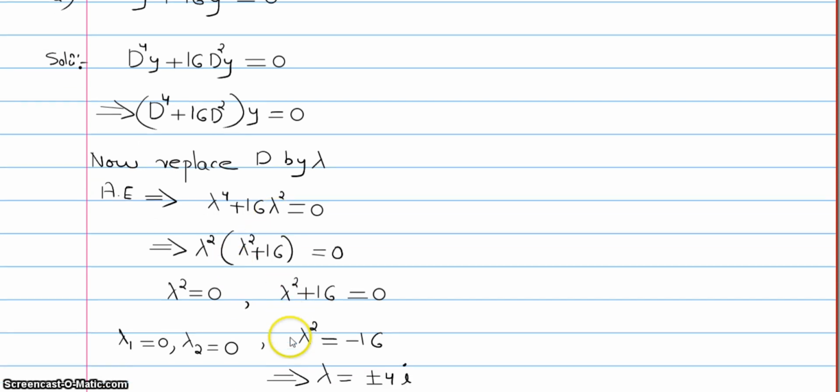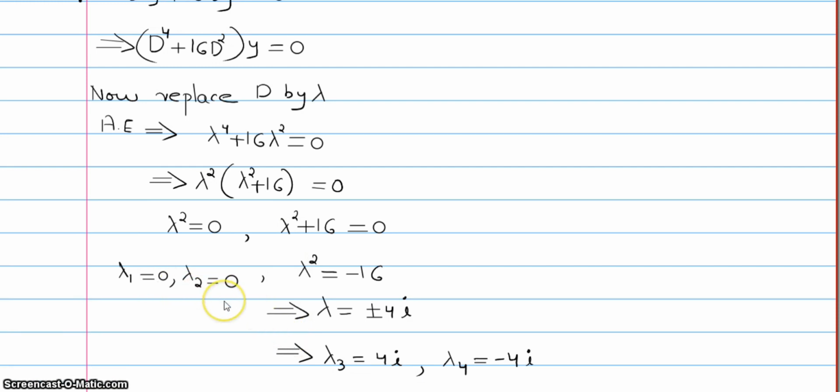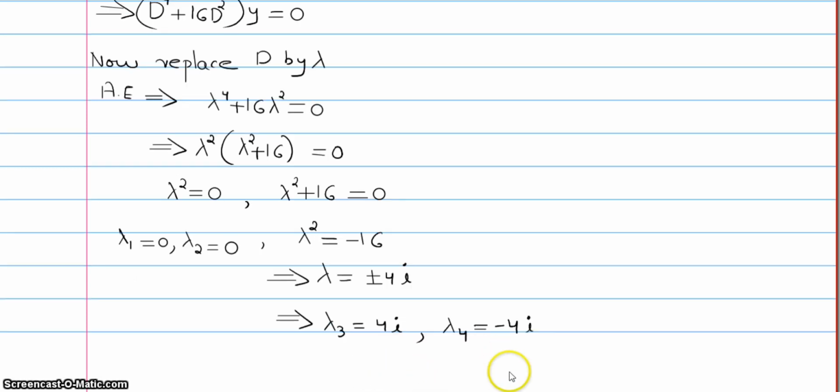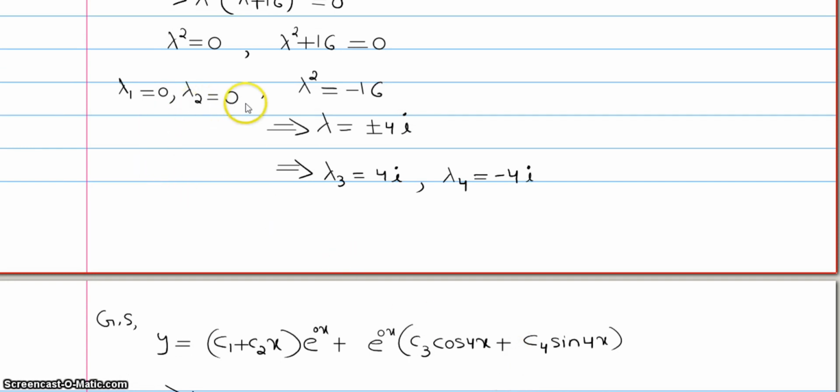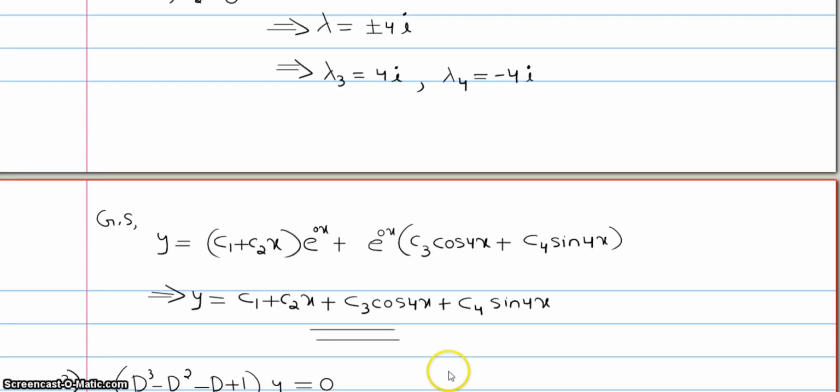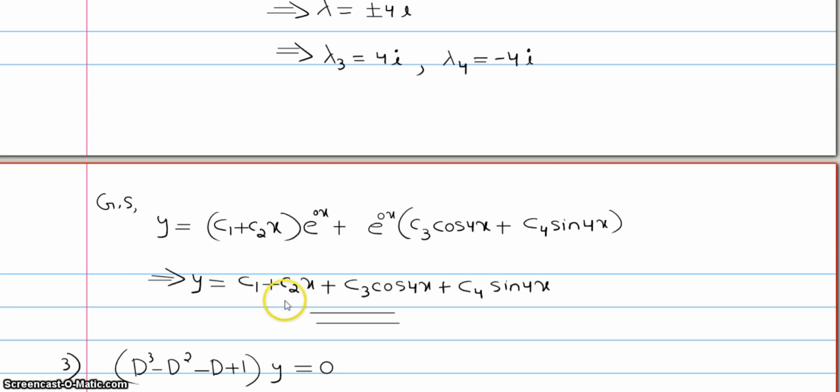Using the factorization method, we will get the roots as lambda 1 equal to 0, lambda 2 equal to 0, lambda 3 equal to 4i, and lambda 4 equal to minus 4i. So here two of the roots are real and same, and the other two roots are complex numbers. So the solution will be of the form: for the same real roots we get c1 plus c2 x into e raised to 0x, and for the complex roots the value of alpha is 0 and beta is 4. So e raised to 0x into c3 cos 4x plus c4 sin 4x. So we will get y equal to c1 plus c2 x into c3 cos 4x plus c4 sin 4x as the general solution for the given differential equation.